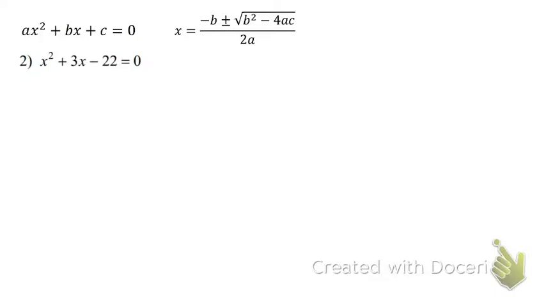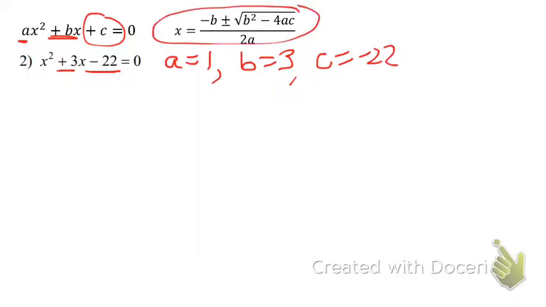Now, here we go. First, find your A, B, and your C. You don't have to write them down, but I'm going to do it for you anyway. A is the coefficient in front of the x squared term, so A is 1. B is the coefficient in front of the x term, so B is +3. And C is the constant, so C is -22.